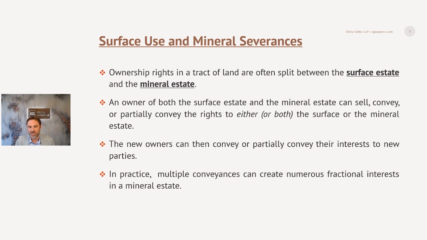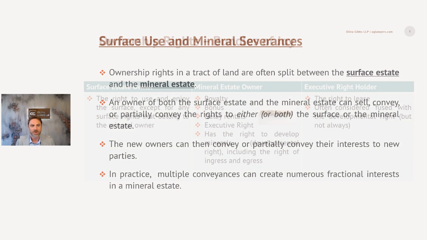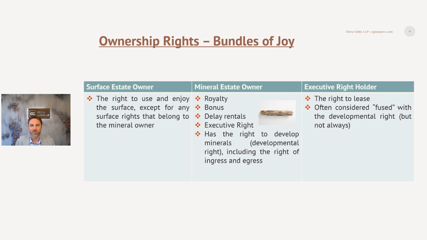If you own the surface and the minerals and you convey all right, title, and interest, that's going to carry with it, of course, both the surface and the minerals. Once things are severed, it gets a little more complex. New owners can then convey or partially convey their interests to new parties. And in practice, what you'll often see is that when you've got a whole lot of conveyances and small, numerous fractional interests, you're usually talking about the mineral estate as opposed to the surface estate, because very few people are interested in owning 5% of the surface estate. But of course, 5% of the minerals can be a very valuable interest. So something else you are, I'm sure, all familiar with is the legendary bundle of sticks.